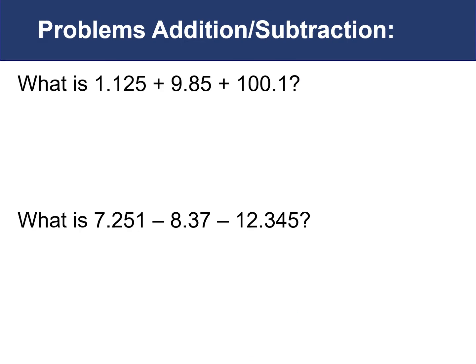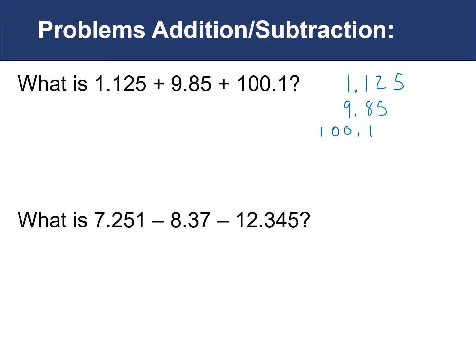Let's now look at some generic problems for addition, subtraction to give a little bit more practice. So let's say we're adding three numbers together. 1.125 plus 9.85 plus 100.1. So again, we're going to line these all up. 1.125, 9.85, and 100.1. The key is you want to line up their decimal places so that we can figure out which one of these has the least number of significant digits.